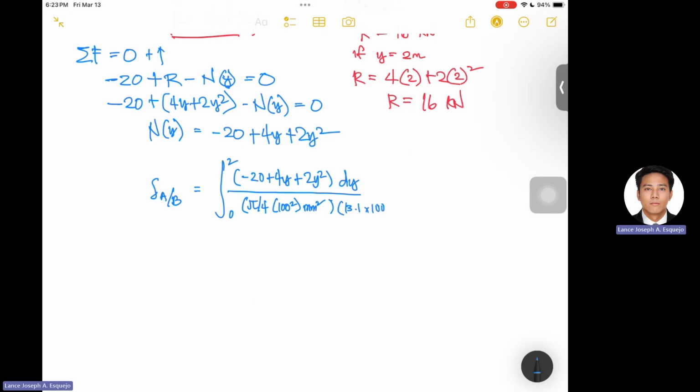Multiply natin ng 1,000 para we can use megapascal. Take note also that the unit of this expression is in kilonewtons. So what we can do is we can multiply it by 1,000 para the unit na becomes Newton. So evaluating this expression, we will arrive with delta of A with respect to B as negative 0.259 millimeters.